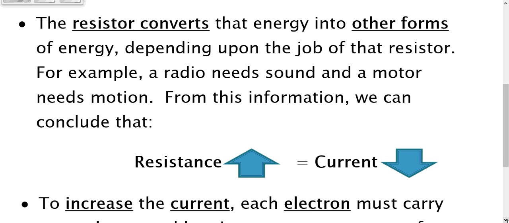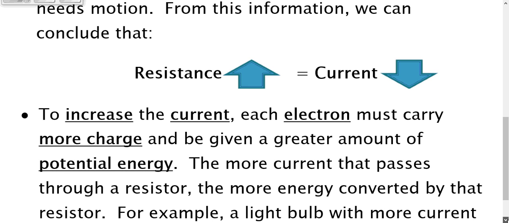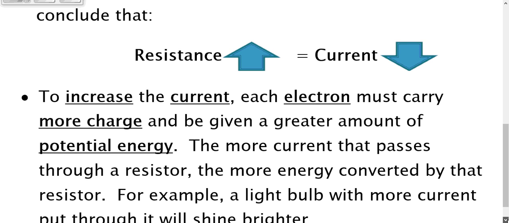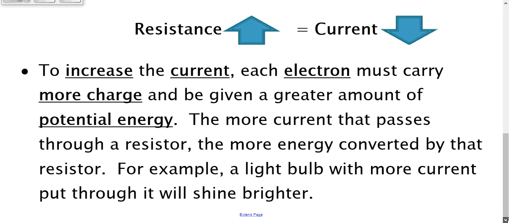From this information, we can conclude that as we increase resistance, the current will decrease. To increase the current, each electron must carry more charge and be given a greater amount of potential energy. The more current that passes through a resistor, the more energy is converted by that resistor. For example, a light bulb with more current put through it will shine brighter.